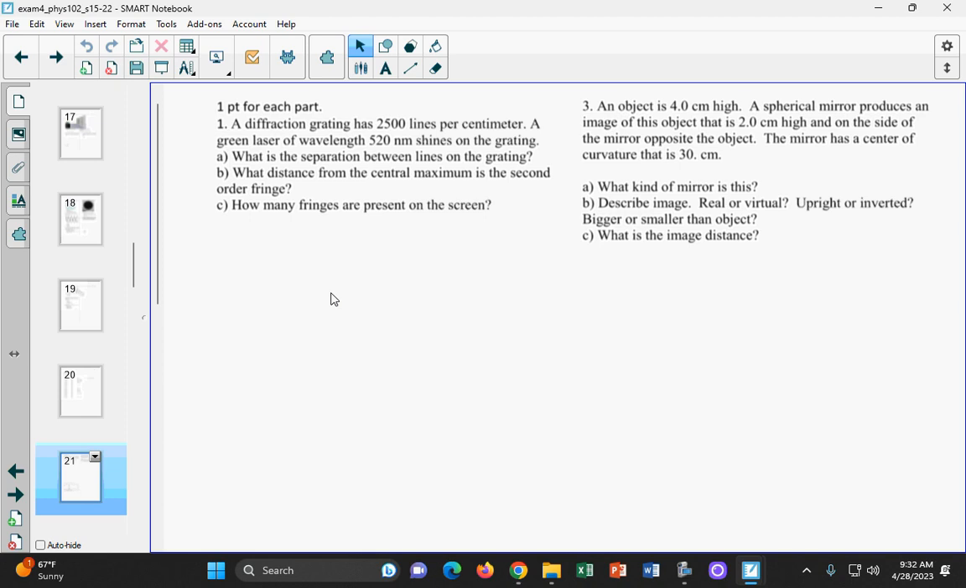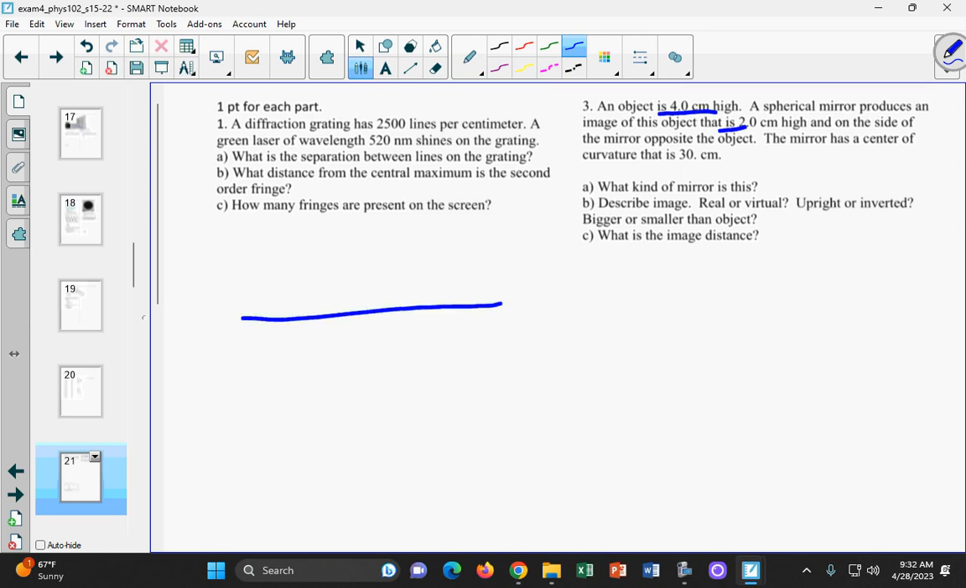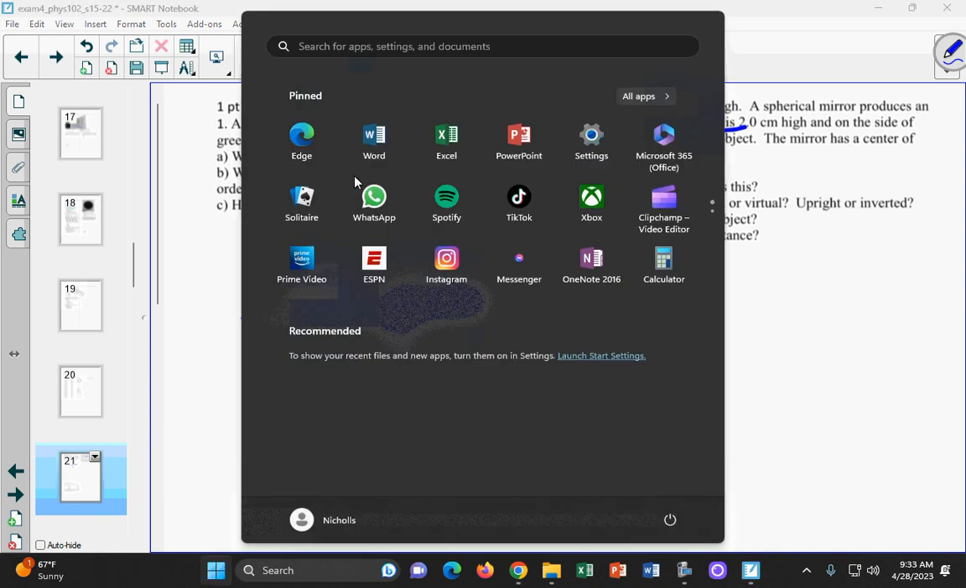So a spherical mirror produces an image that is 2 centimeters high, but the object is 4 centimeters high. If the object is 4 and the image is 2, I need to know what kind of mirror produced that. Well, it's a smaller upright virtual image, and upright images are always virtual. What type of mirror is that? It's a convex mirror, very good. So my object is here, my mirror is here. That means that my image is right here.